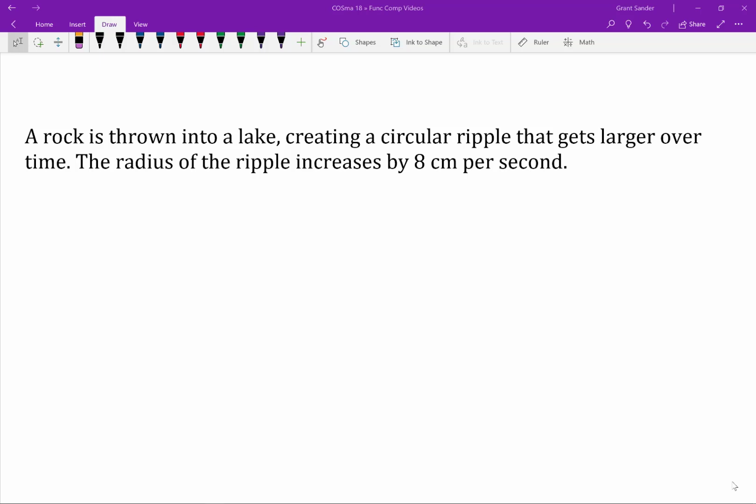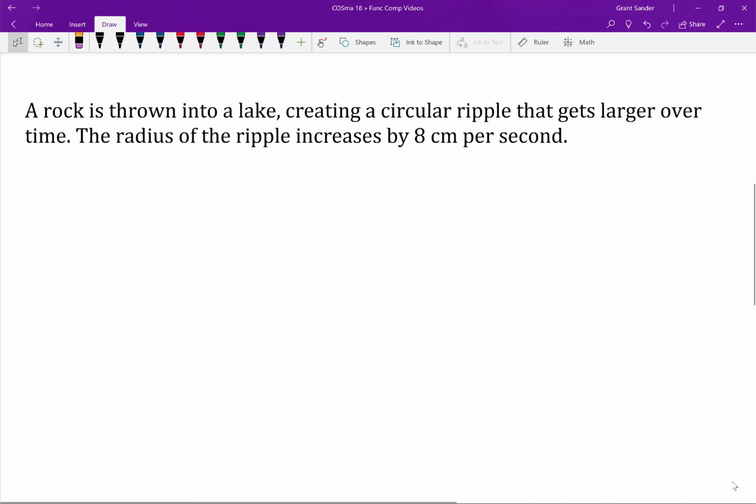In this video, we're going to look at a context where we can chain together two function processes in a useful way. So suppose a rock is thrown into a lake, creating a circular ripple that gets larger over time. The radius of the ripple increases by 8 centimeters per second. Let's draw a little diagram of this just to make sense of it.